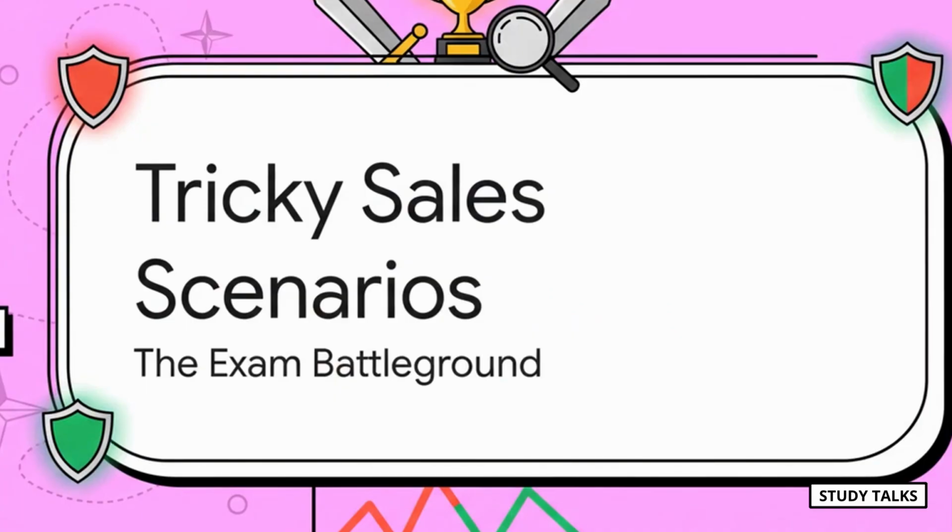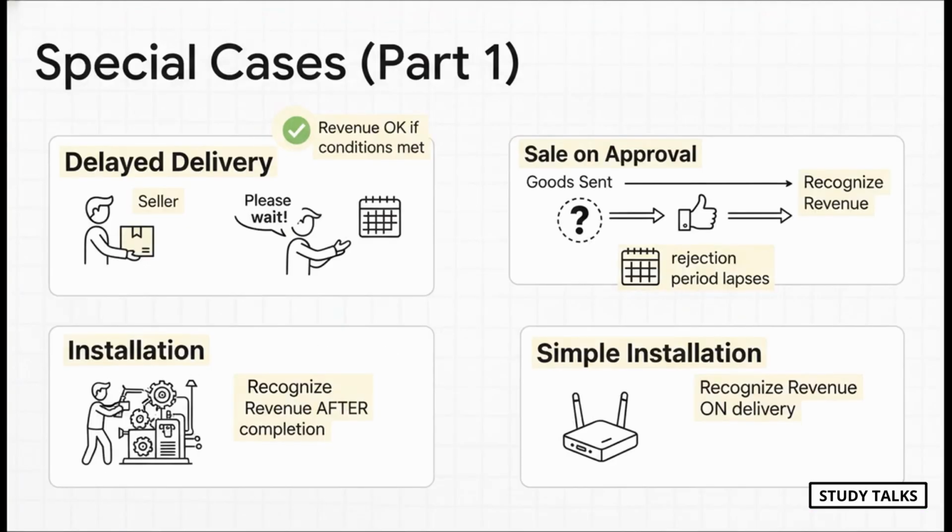All right, buckle up. This next section is what separates the top scorers from everyone else. We're heading into the exam battleground, the tricky, specific scenarios that ICAI loves to throw at you in practical problems. Let's do this. First up, the buyer asks you to delay delivery. Can you book the revenue?